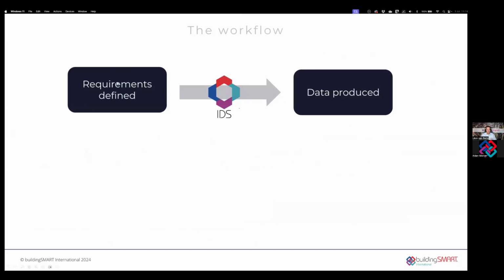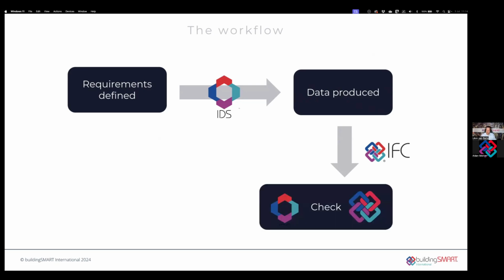I have 4 in this example. I created an IDS file from that, so I have a .ids file, which is this XML-based format. Now, data has to be produced according to these requirements, and then that data is being shared as an IFC file. We also have an IFC file for this example. And now we want to check the IDS requirements against the IFC data.